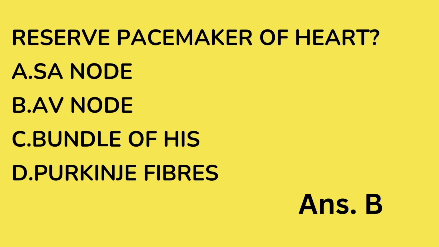Next question, reserve pacemaker of heart. Option A SA node, option B AV node, option C bundle of His and option D Purkinje fibers. Here the right answer is option B AV node. AV node is the reserve pacemaker of heart. And what about the pacemaker of heart? It is SA node. SA node is the pacemaker of heart and AV node is the reserve pacemaker of heart.